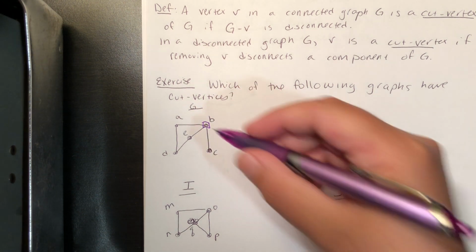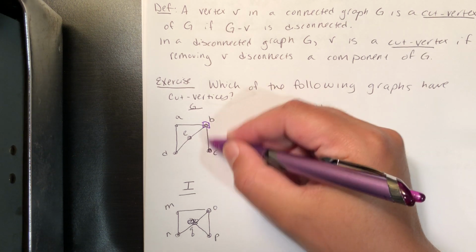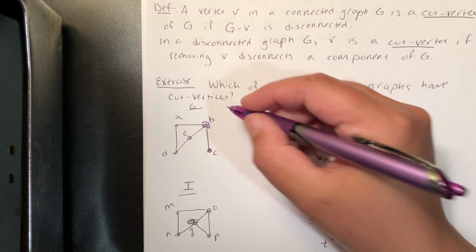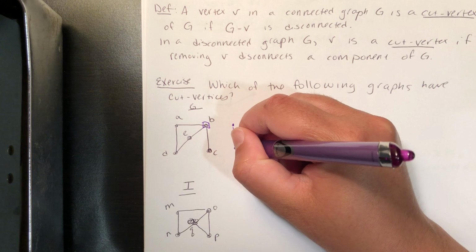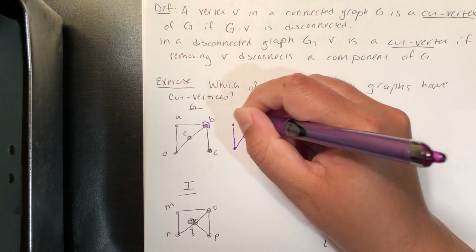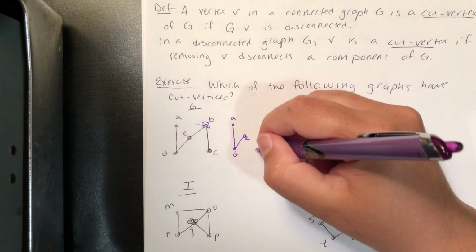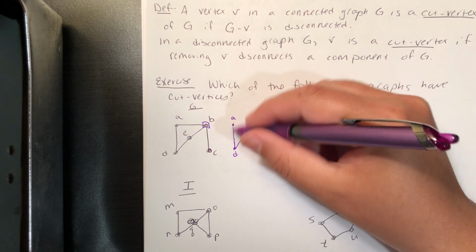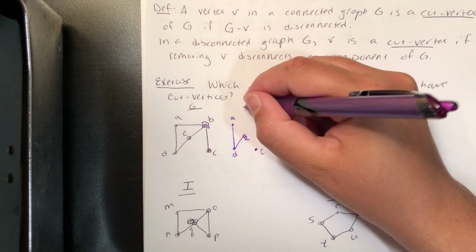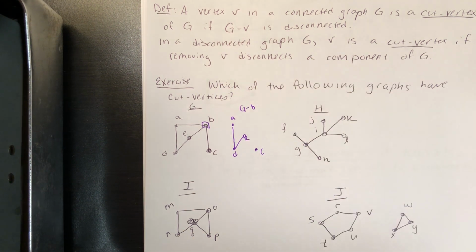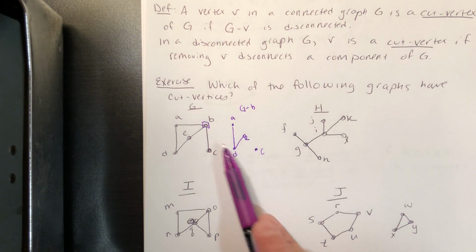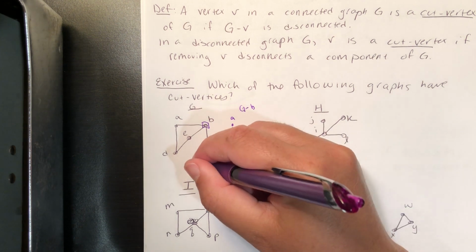And if you're not sure why that is, then just delete B and all of the edges coming out of B and see what's left. If we deleted B, we would be left with this graph: this little path here from A to D to E, and then the individual vertex C. This has two components. Here's your first component and your second component. So G minus B is disconnected, which means B is a cut vertex.